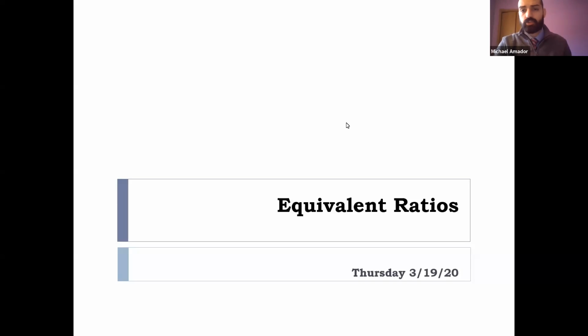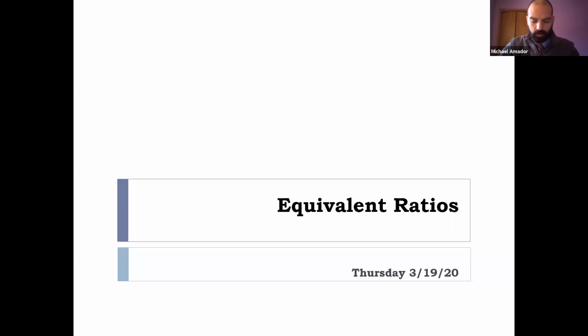Ratios represent a special relationship, and we can represent that special relationship between amounts by using fractions. We can use our two dots for our ratio symbol, and we're going to take a look at those in a minute. Let's think now to graphing points on the coordinate grid.